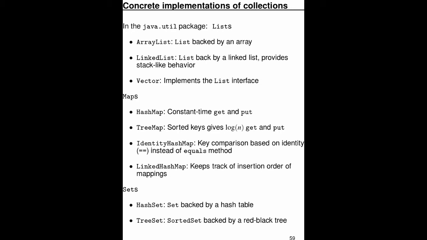Finally, there are a couple of implementations of sets, hash set and tree set. Hash set is a set that's backed by a plain old hash table. Basically, it leverages the fact that keys in a hash table or a hash map are unique to then implement set functionality. And then tree set, which implements the sorted set interface and is backed by a data structure called a red-black tree. And you can Wikipedia that to learn more about it.